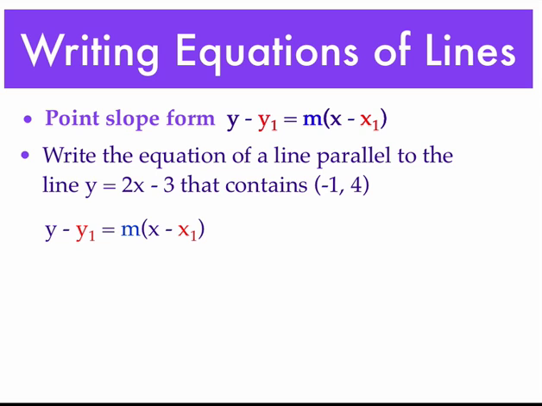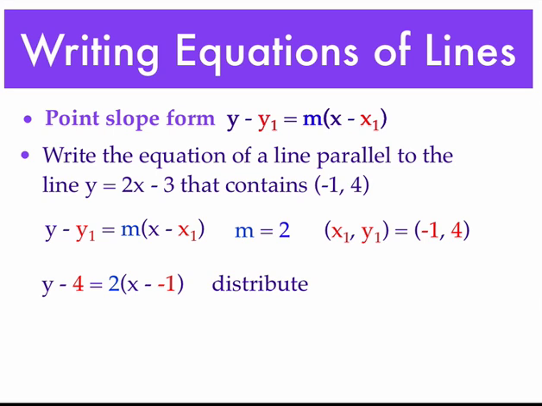You're going to use point-slope form to do this, and your slope will be the same as the slope of the line y equals 2x minus 3. It will be 2. Your point is the point that the line contains, so your x1 and your y1 will be -1, 4. So you'll substitute these values in for the slope, the m, and the x1, y1. Then you'll distribute that 2, and then solve for y, and now you have the equation of the line that's parallel to the line y equals 2x minus 3, and that line will contain the point -1, 4.